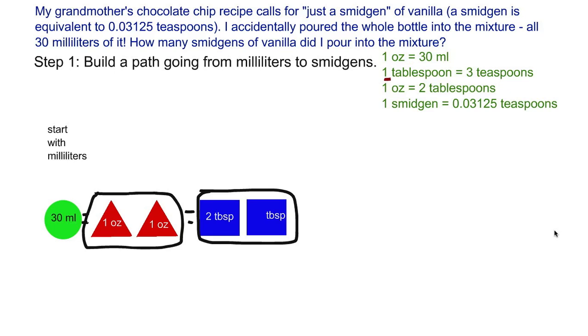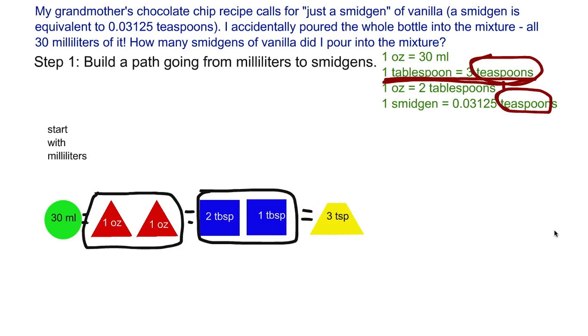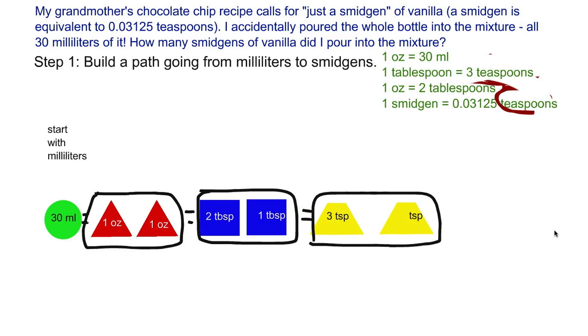Now we have here 1 tablespoon equals 3 teaspoons. So let's put that down there. And you can probably guess the next step. We're going to connect the teaspoons. So teaspoons connects with teaspoons. And here is our connection. Now finally, teaspoons, 0.03125 teaspoons equals 1 smidgen.